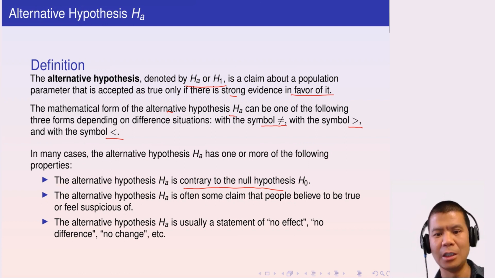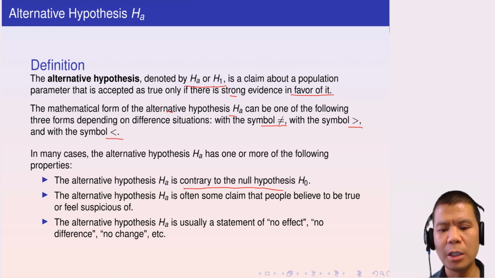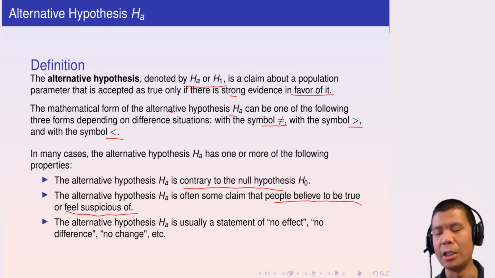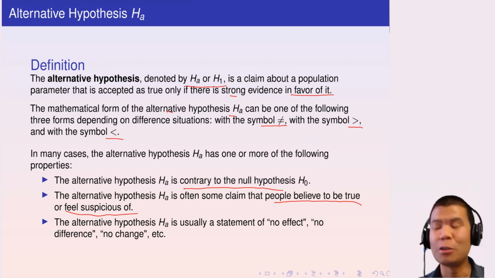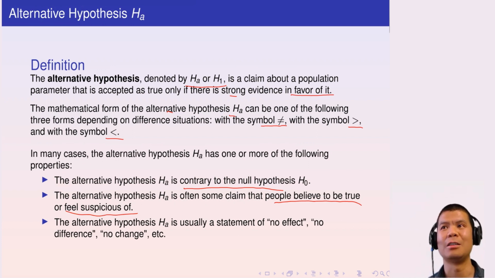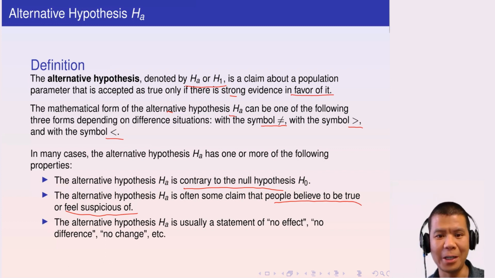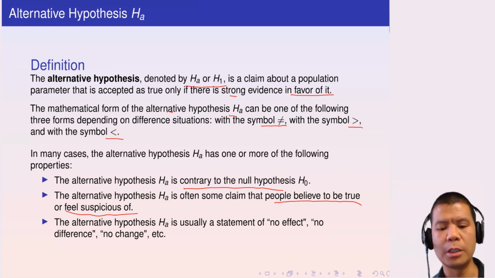Means something happened. It's not equal or greater than or less than, right? Something like that. It's often claimed that people believe to be true or feel suspicious of, right? You feel suspicious of the claim that the defendant is guilty. That's why this defendant is called the suspect, right? So it's something we feel suspicious of, something we believe to be true. Now, the alternative hypothesis is really a statement.